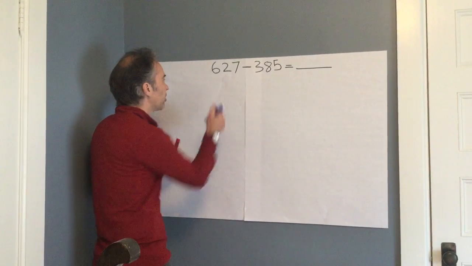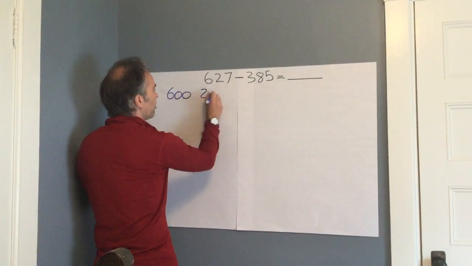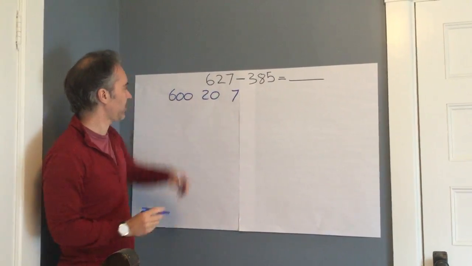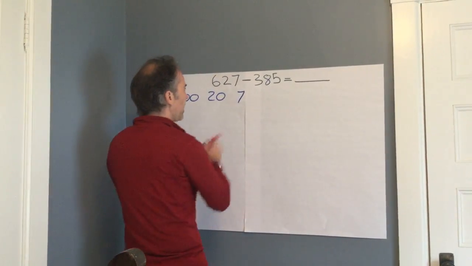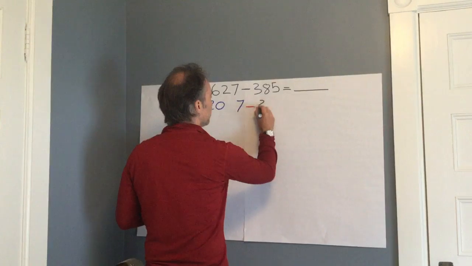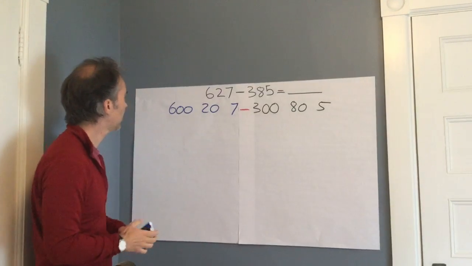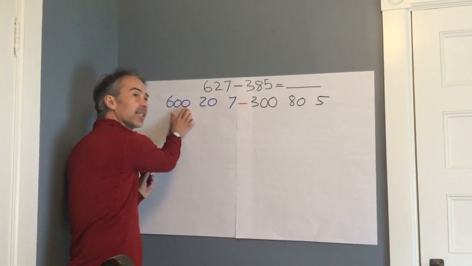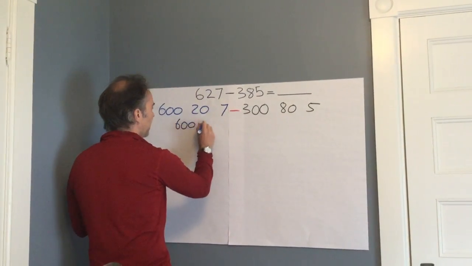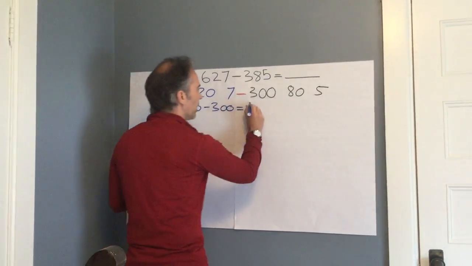Okay, I'm going to take 627 and I'm going to write it in terms of place value, like that. 620 and 7. Okay. Then I want to take away 380 and 5. Can I take 300 from my 600? Yep, I can. So I'm going to do 600 take away 300 equals 300.